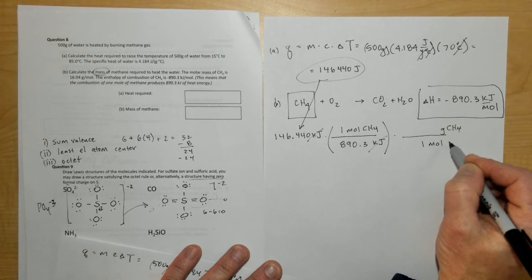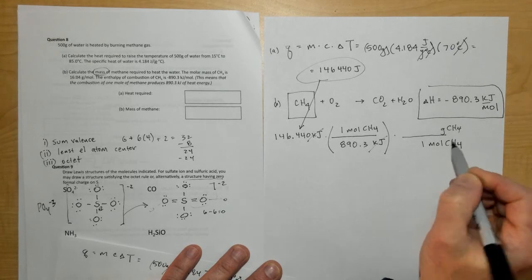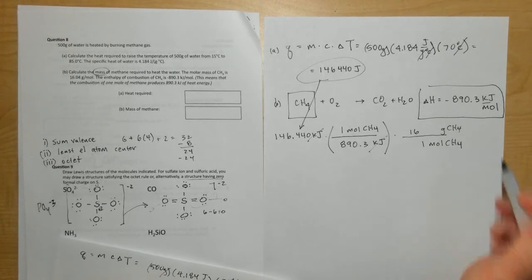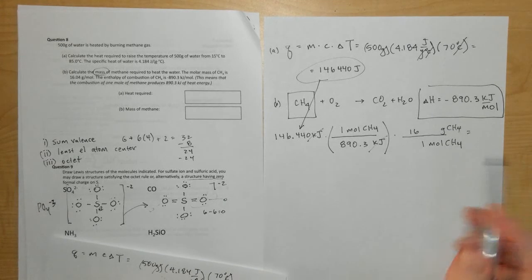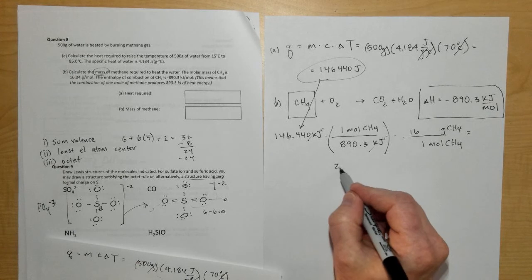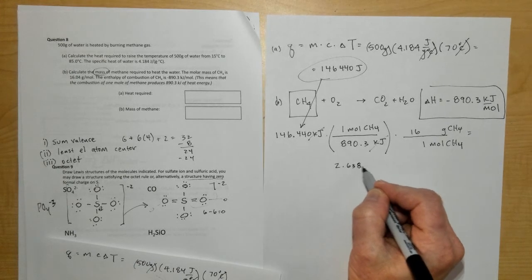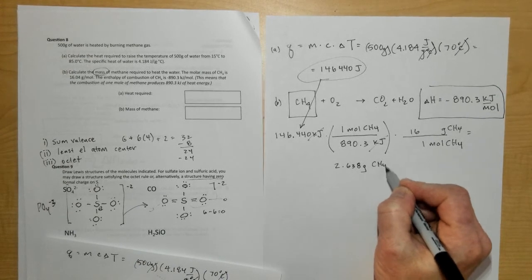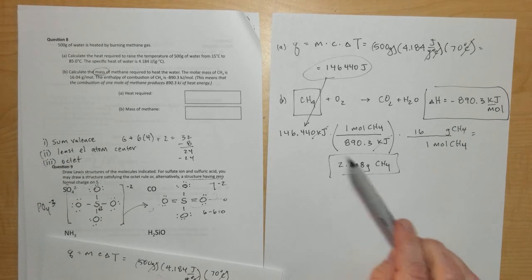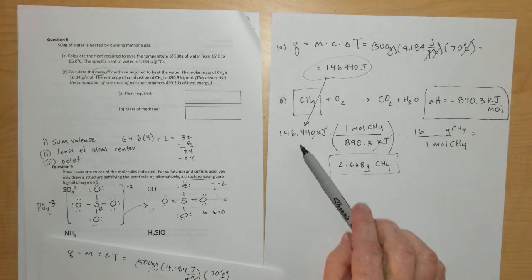using the periodic table. And CH4, when you add it up on the periodic table, it adds up to 16 because carbon's 12, each hydrogen is 1. And then when you divide these two, multiply by 16, you end up with 2.638 grams of CH4 that are needed to produce that amount of energy.